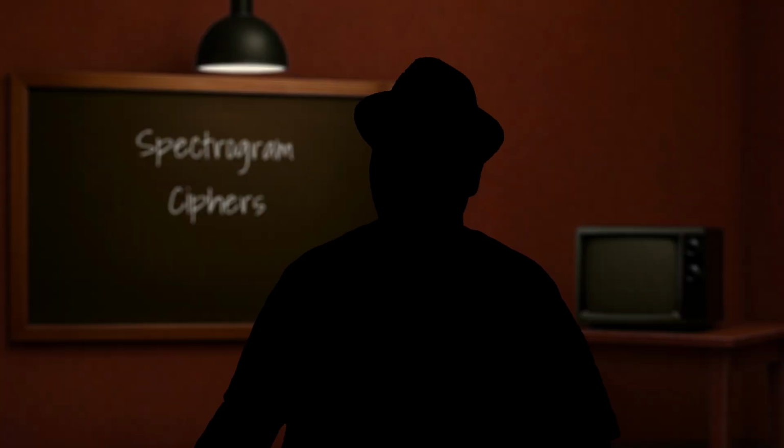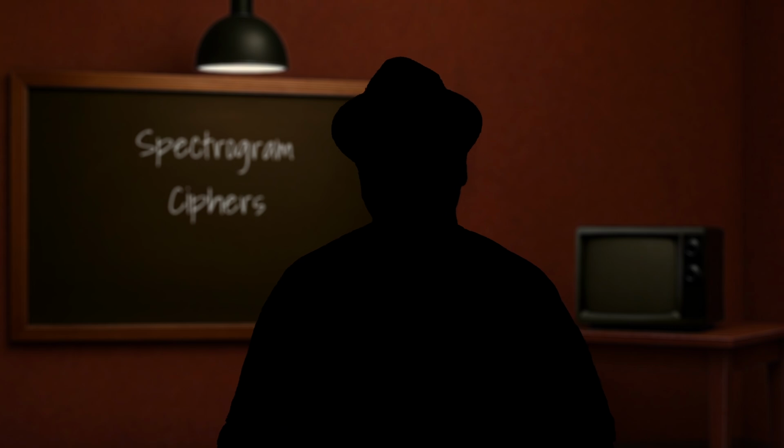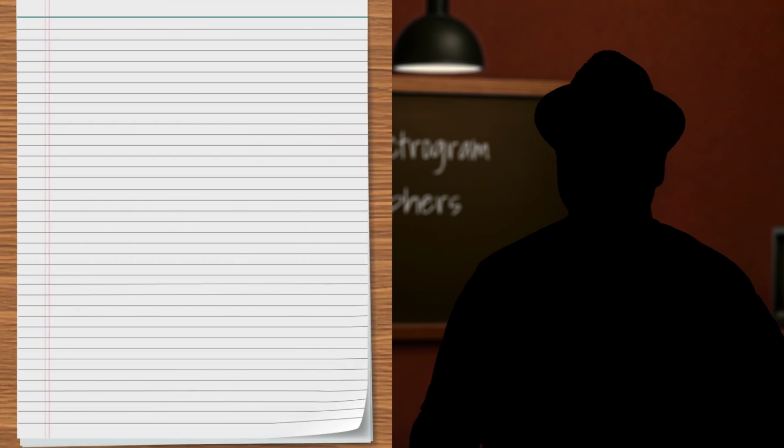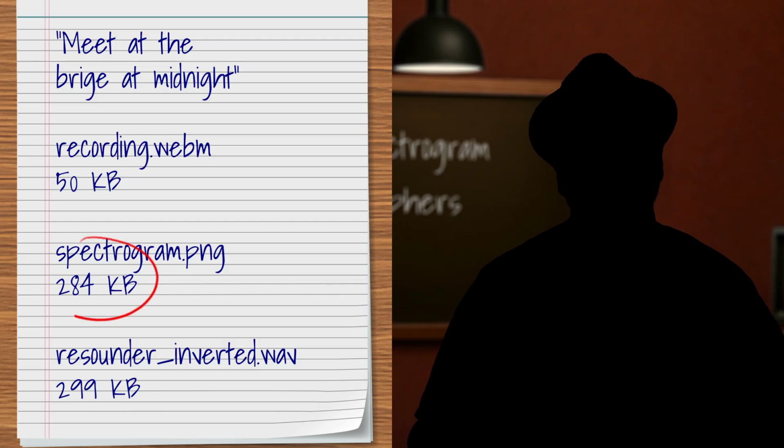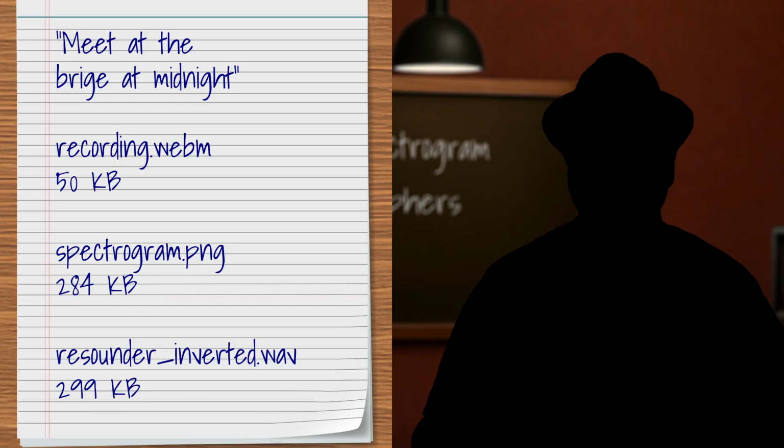Now here's something I find genuinely interesting. Let's compare the file sizes. The original audio recording is the WebM file, the spectrogram is the PNG file, and the reconstructed audio is the WAV file. So the spectrogram is a lossy representation of the audio. It literally has less information than the WAV file. Yet it takes up way more space than the WebM file.